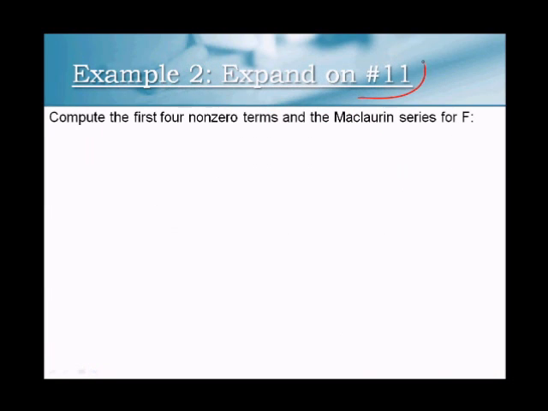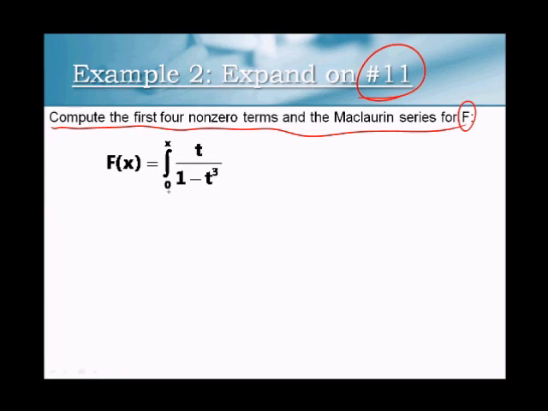So we're going to expand on number 11 from the homework, and the instructions for this problem are compute the first four non-zero terms of the Maclaurin series for the function capital F. And I'm going to define the function capital F of x to be the definite integral from 0 to x of t over 1 minus t cubed dt.